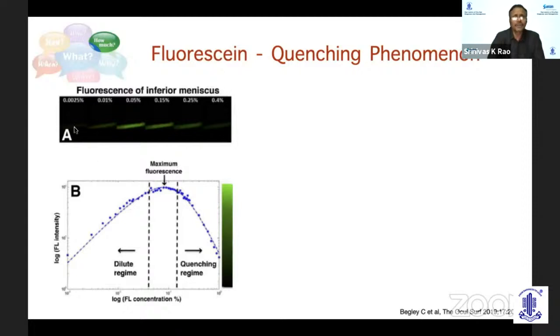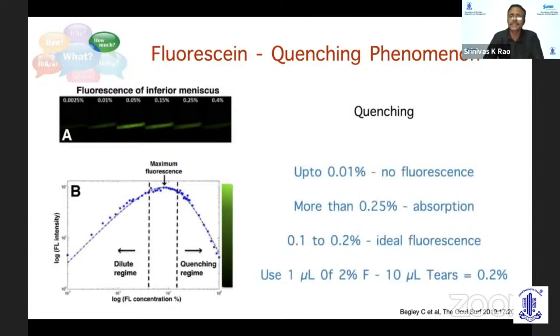So if we look at fluorescein, if you have very little fluorescein in the tear film, you don't get adequate fluorescence. As the concentration increases, so does the fluorescence. But paradoxically, when you exceed a certain concentration, the fluorescence again decreases, and this is the phenomenon of quenching. So the sweet spot for maximum fluorescence is this mid-range, neither too little, nor too much. And that sweet spot is 0.1 to 0.2% for ideal fluorescence. And that is why you want to use a small amount of 1 microliter of 2% fluorescein. The tears contain about 10 microliters, so the dilution would give you the ideal concentration of 0.2%.